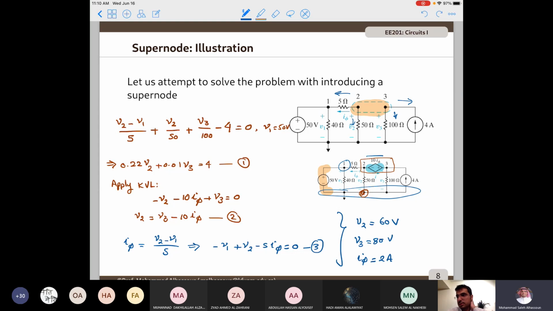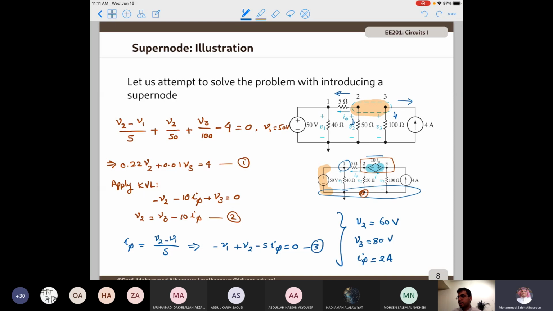Yes, sir. The supernode, can I choose any two nodes to make them a supernode? Any nodes to make them a supernode? What do you mean? Like, for example, can I make node 1 and 2 a supernode? It's not going to be useful.